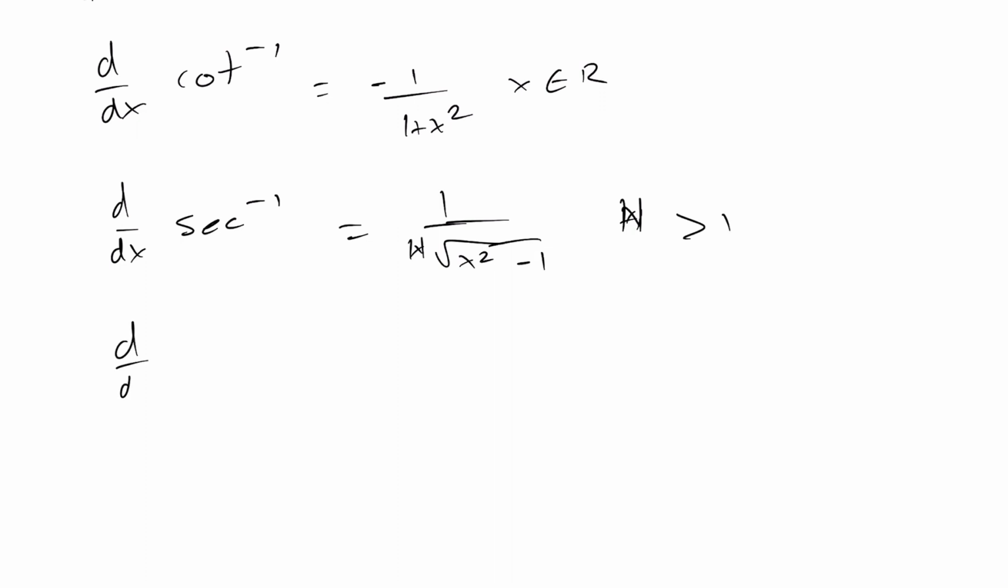And then for the last one, the derivative of the inverse of cosecant is equal to negative 1 over the square root of x squared minus 1. And x, once again, has to be greater than 1.